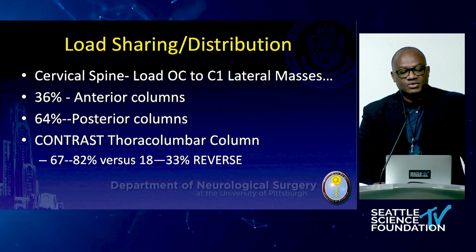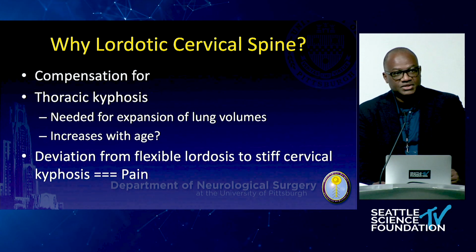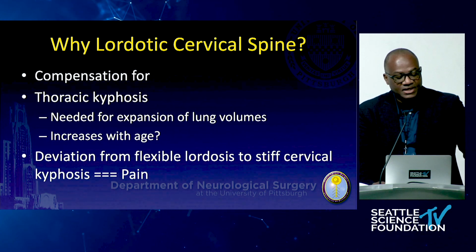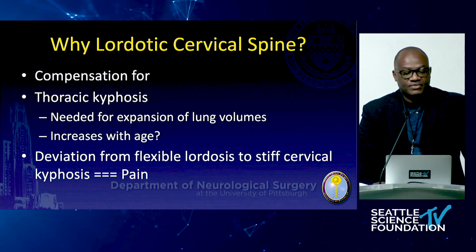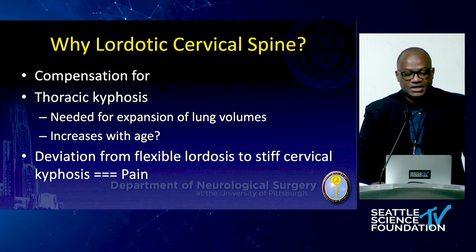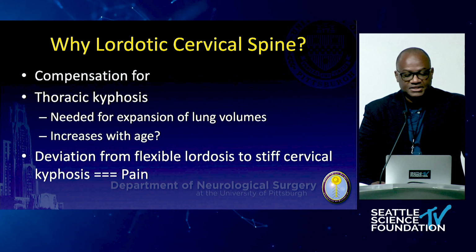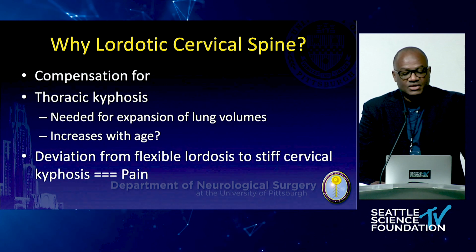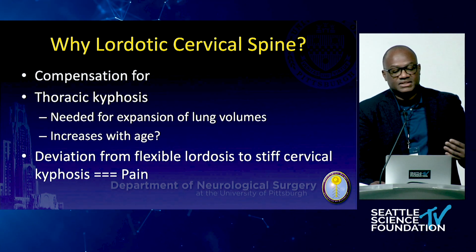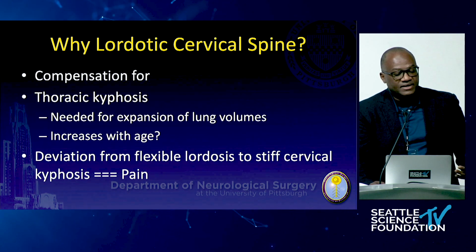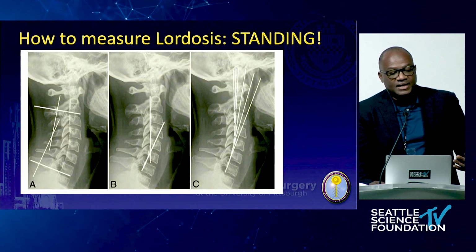So it's very important when you're doing posterior cervical surgery to understand where your load sharing and distribution arises, because that implication creates a lot of iatrogenic issues. So why the lordotic cervical spine? Really for compensation for thoracic kyphosis, and then thoracic kyphosis is needed for lung volume expansion, and also this increases with age. So any deviation from this flexibility in lordosis to a stiff cervical kyphotic spine increases your pain.